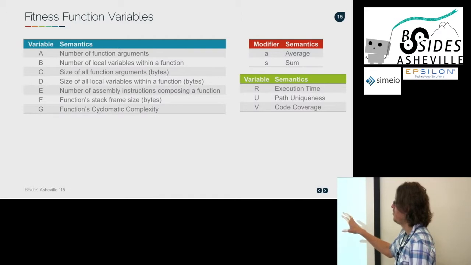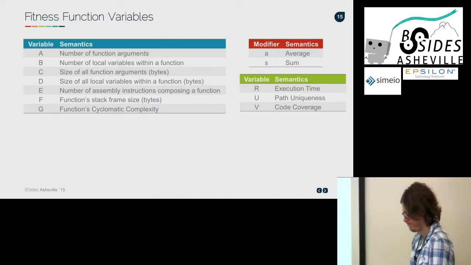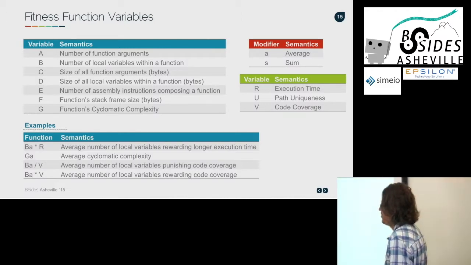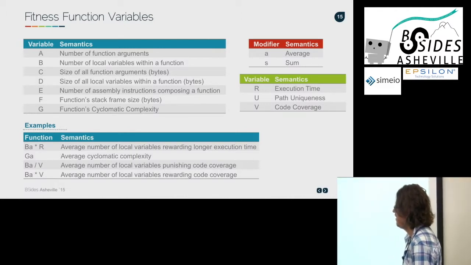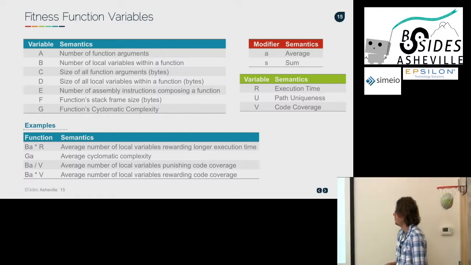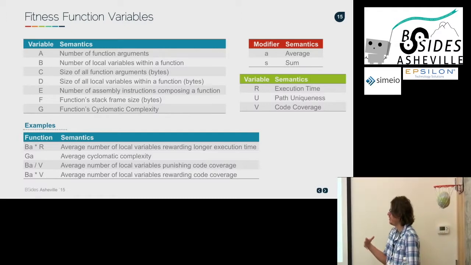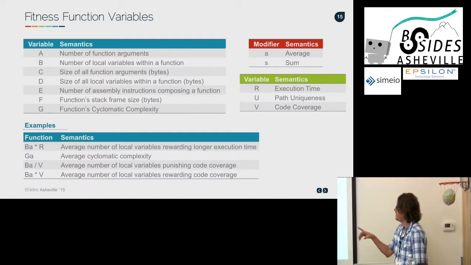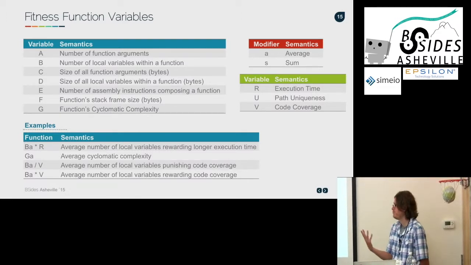Is this something new that I've executed that I've never executed before? So some examples here of mathematical equations that you can use: BA times R. So you're looking at the average number of local variables and rewarding longer execution time. You're looking at the average cyclomatic complexity with the GA. BA divided by V and BA times V are just spins on the same notion of looking at the average number of local variables and either punishing or rewarding code coverage.